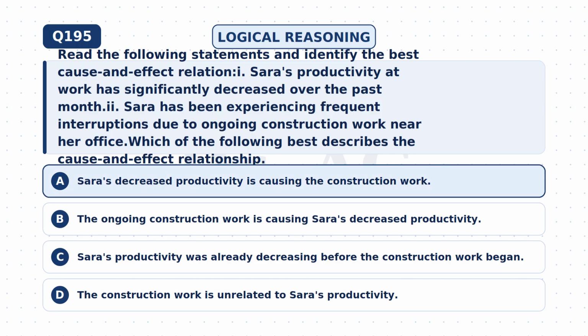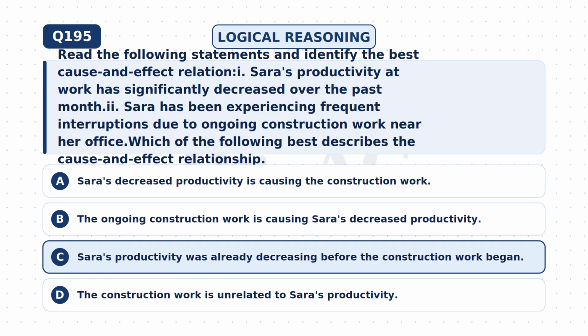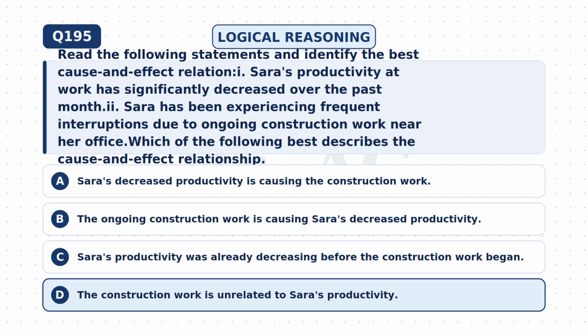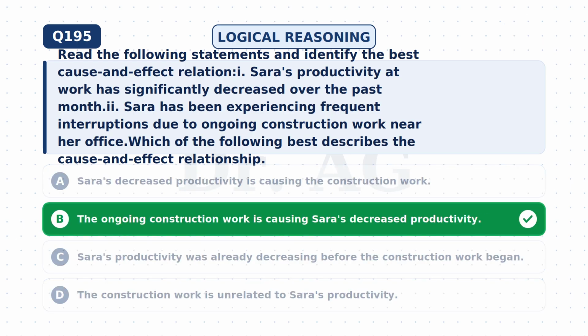Option A. Sarah's decreased productivity is causing the construction work. Option B. The ongoing construction work is causing Sarah's decreased productivity. Option C. Sarah's productivity was already decreasing before the construction work began. Option D. The construction work is unrelated to Sarah's productivity. The correct answer is B. The ongoing construction work is causing Sarah's decreased productivity.